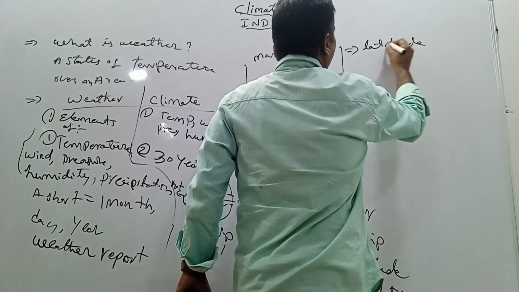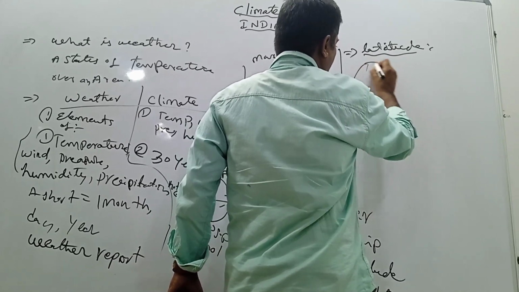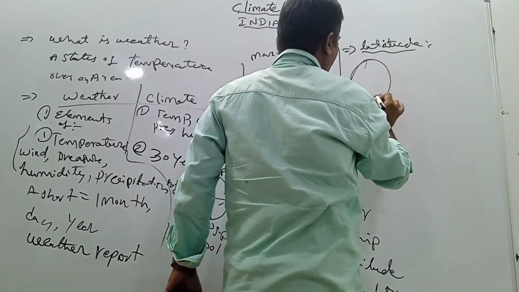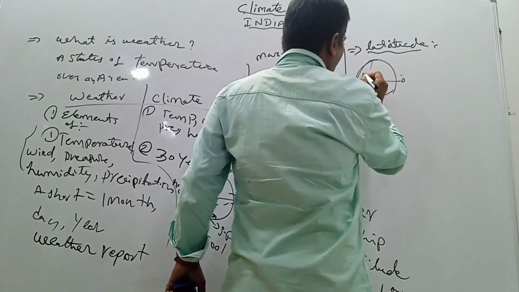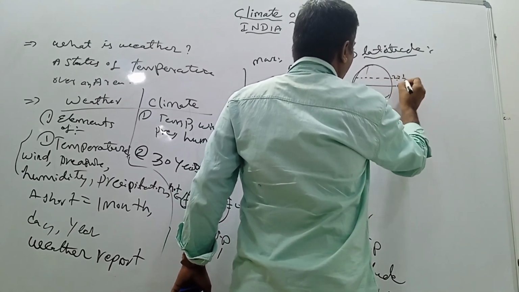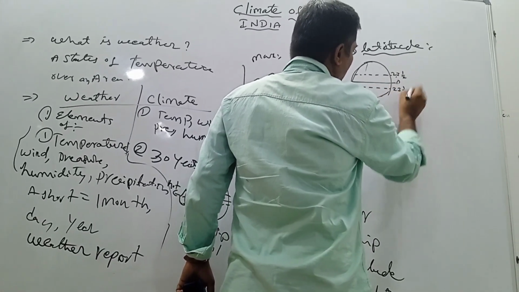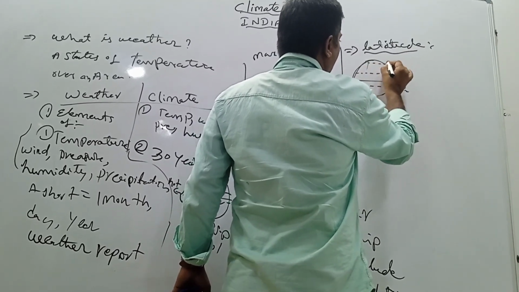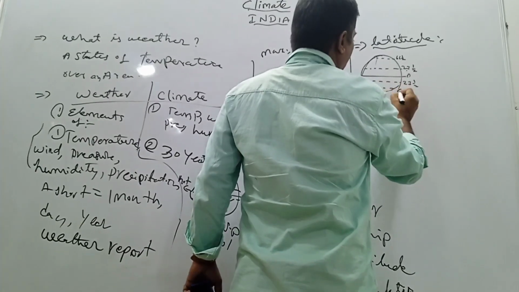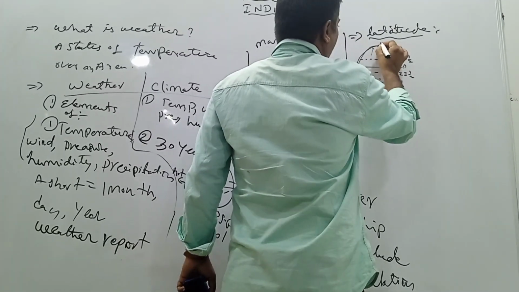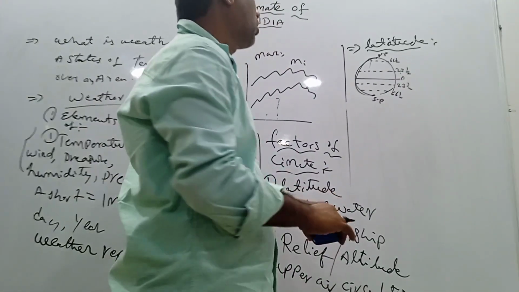How does latitude influence climate? Now see, this is the globe. In this globe, this is 0 degree latitude, this is 23.5 degree Tropic of Cancer, and 23.5 degree Tropic of Capricorn, and this is 66.5 degree Arctic and Antarctic circles, and North Pole, South Pole. Clear? So this is the globe.